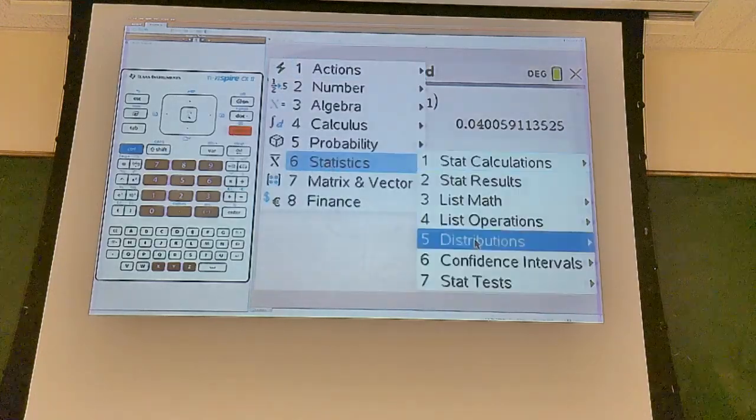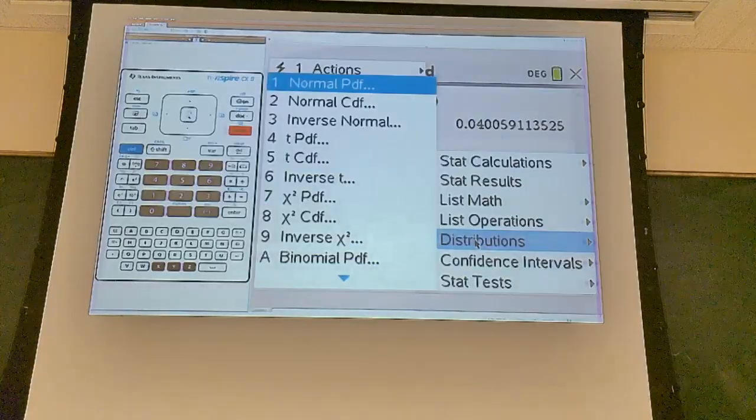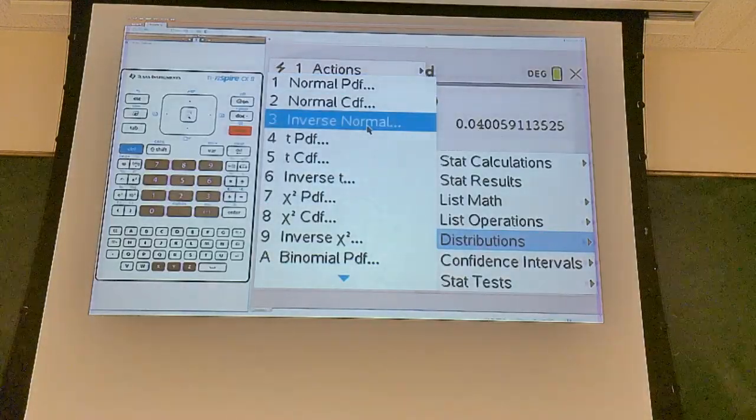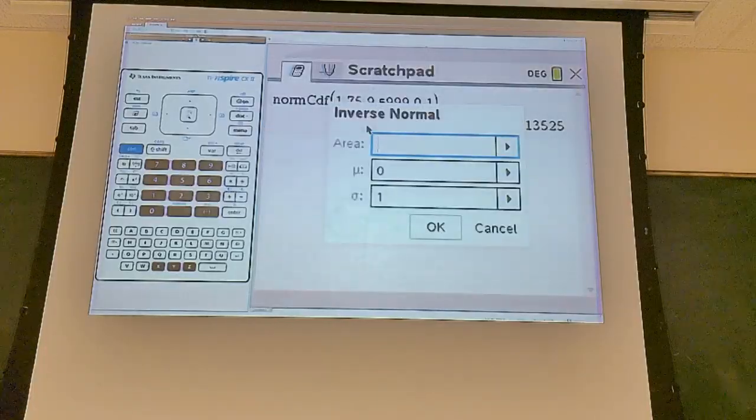Here, I'm going back to distribution, but this time I want the inverse normal. Right? Normal CDF gives you area. Inverse normal, you put in an area and it gives you the value. If I'm not mistaken, it's going to give a value that is less than or equal to. It'll never give you greater than. So for that, you will have to adjust.